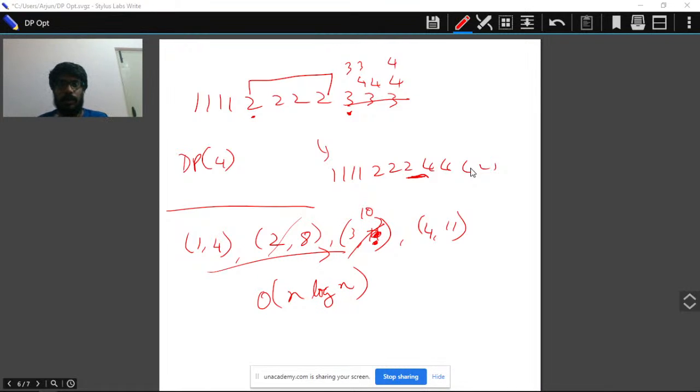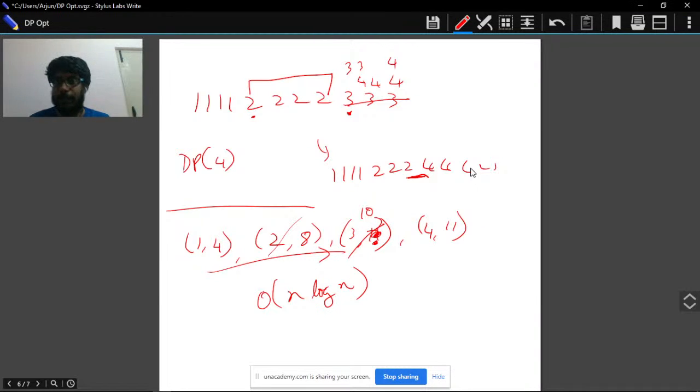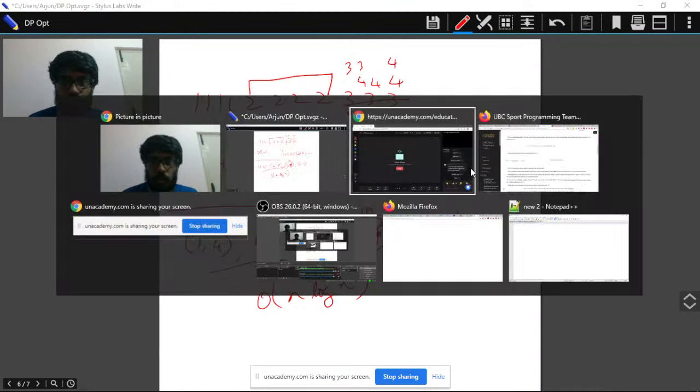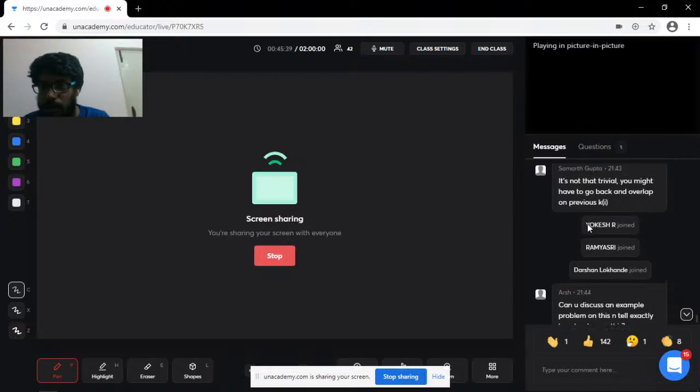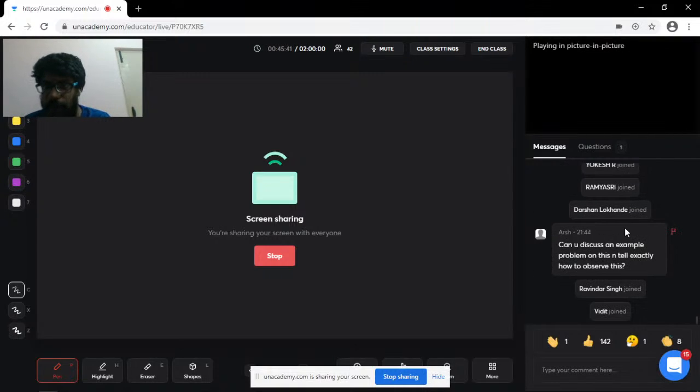Now that the ith step is done, dp of i plus 1 can be computed in constant time using k of i plus 1, because now that is an exact value, not just a lower bound. And that just goes through. Yes, Arsh, we'll look at an example.